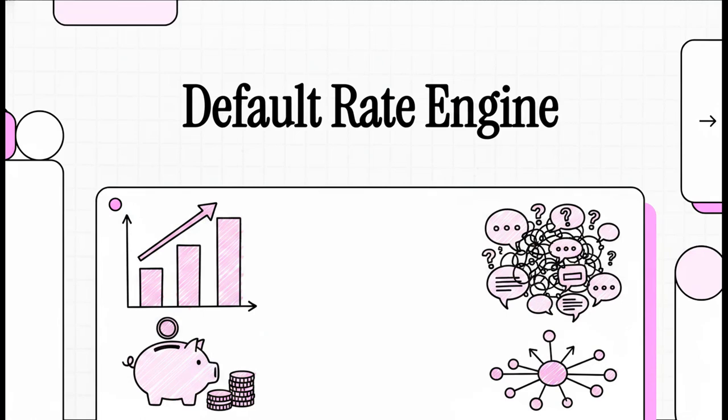Welcome to The Explainer. Today, we're diving into what is honestly an absolute masterclass in data analytics. We're looking at Sumit Saha's hackathon-winning project called the Default Rate Semantic Engine.